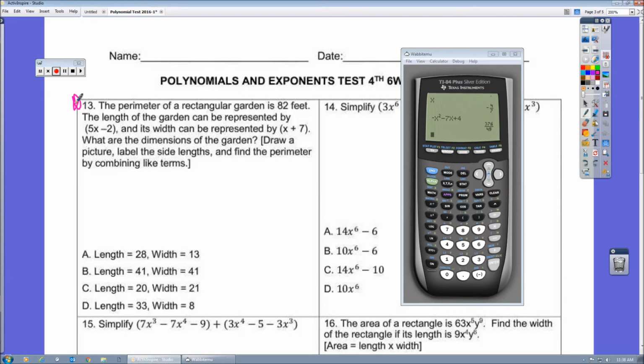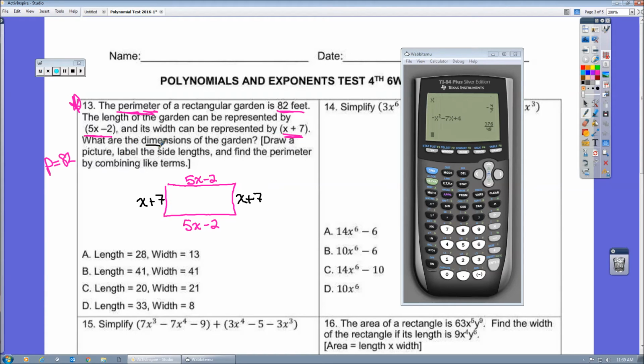All right, 13 was a tough question. It was a booger here. The perimeter, they're talking about adding up all the sides of a rectangular garden is 82 feet. So off to the side, perimeter equals 82 feet. I'm going to go ahead and draw a rectangle. The length of the garden is 5x minus 2. So I'm going to do 5x minus 2 here, and we're also going to do 5x minus 2 here. The width can be expressed by using x plus 7. Let's see, x plus 7 on this side, x plus 7 on this side.